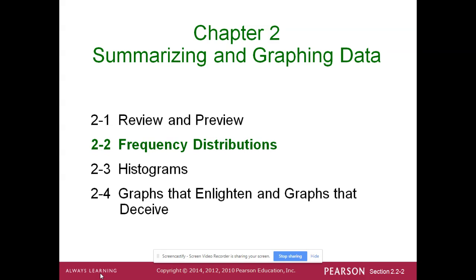Frequency distribution is going to be our focus today. We're talking about how to develop frequency distributions and how to organize our data in a way that helps us build that up. Frequency distributions is the title of section 2.